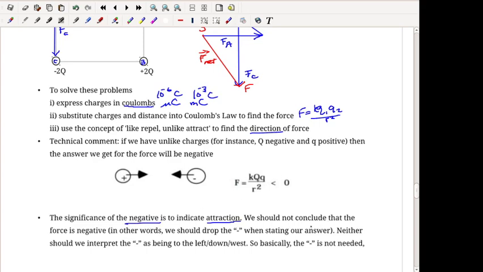So we should not consider that the force is negative, because usually a negative force means left or down or west. In other words, we drop the negative when stating our answer. We don't include a negative as part of our force answer. Neither should we interpret the negative as being left, down, west. It just means attraction. But the attraction could pull to the left, could pull to the right. So basically, the negative is not needed. And I would go so far as to say, don't include it. It's just going to confuse you.